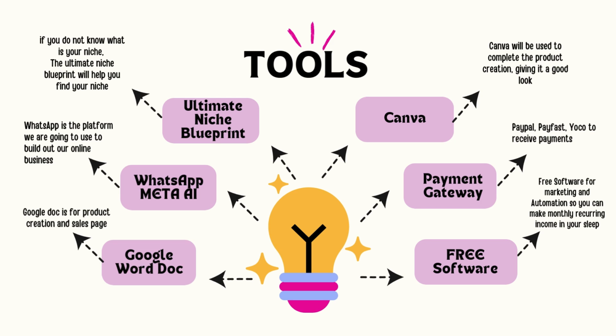The next thing is payment gateway. For payment gateways, you can use PayPal, you can use PayFast, or you can use Yoco to receive payments. Now this is important because we want to get paid, right? We want to get paid not just one time, we want to get paid every month. Like I said, we want to make monthly recurring income, and we also want to automate this entire process. And the only way to do that is by having a payment gateway.